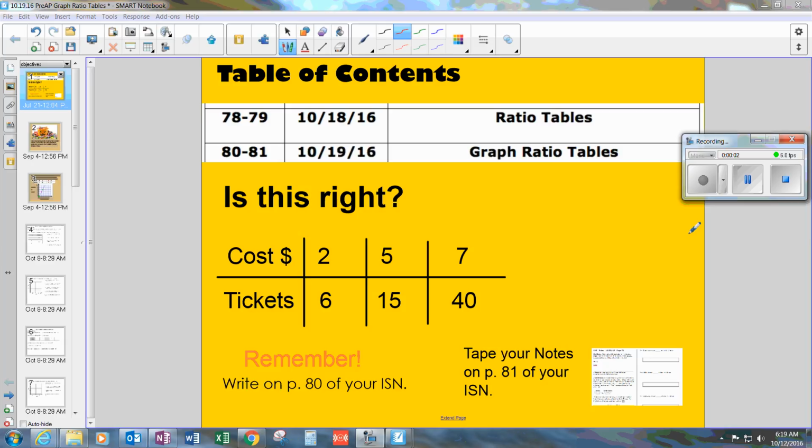This is over how to graph a ratio table. Is this table correctly written? If I spend $2, I will get 6 tickets. If I spend $5, I'll get 15 tickets. If I spend $7, I will get 40 tickets.